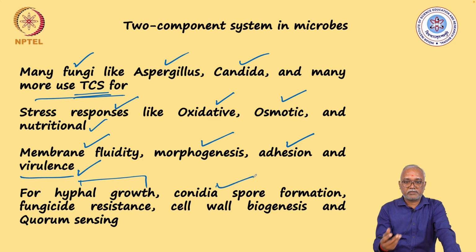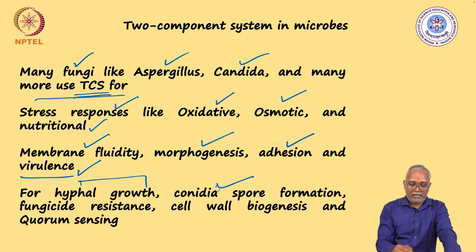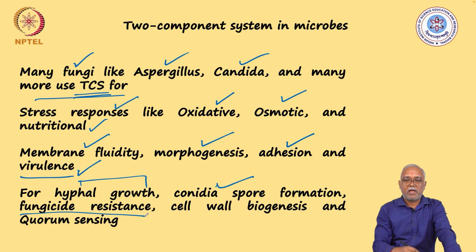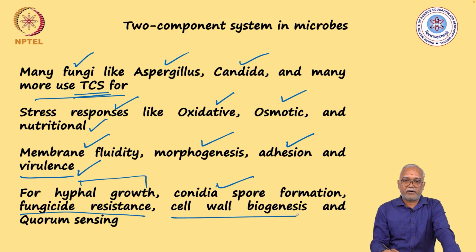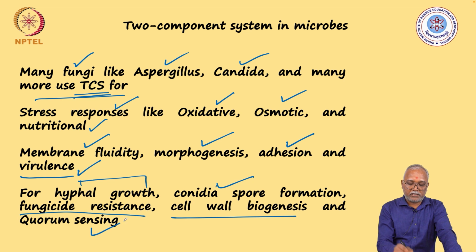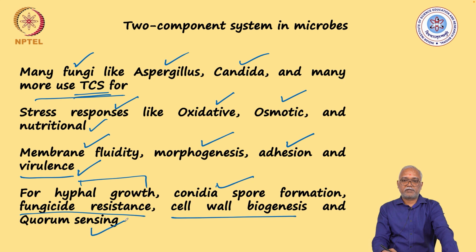Conidia spore formation, we saw in bacteria, Bacillus subtilis, how spore formation was regulated by the two component system. Here also, in case of fungi, Conidia spore formation is known to be regulated by the two component system, as well as fungicide resistance, like we saw antibiotic resistance in bacteria. Not to forget that the cell wall composition of fungi is very different. So to regulate that and see if anything is affecting cell wall biogenesis, as well as quorum sensing in fungi, the two component system is utilized.